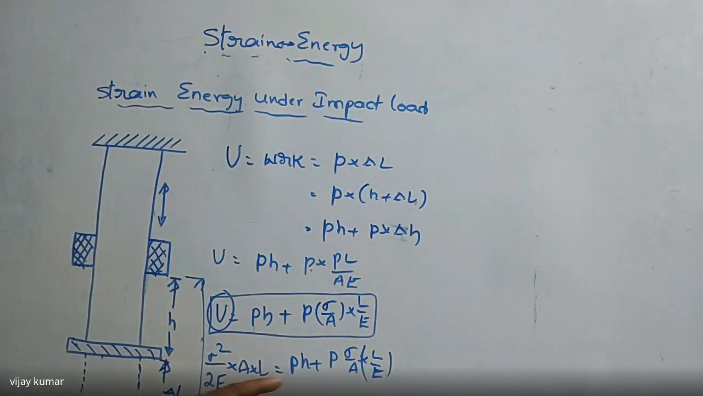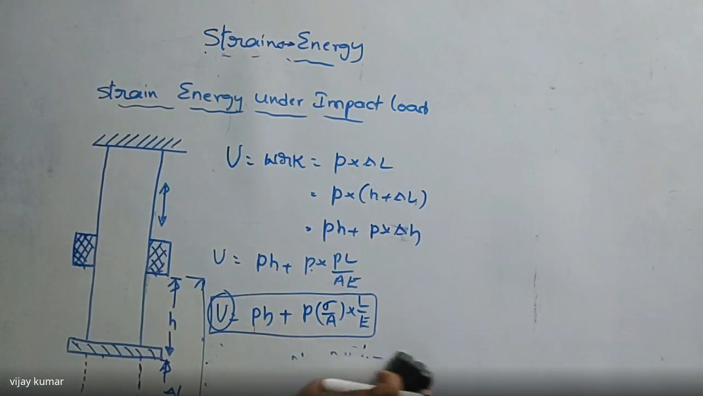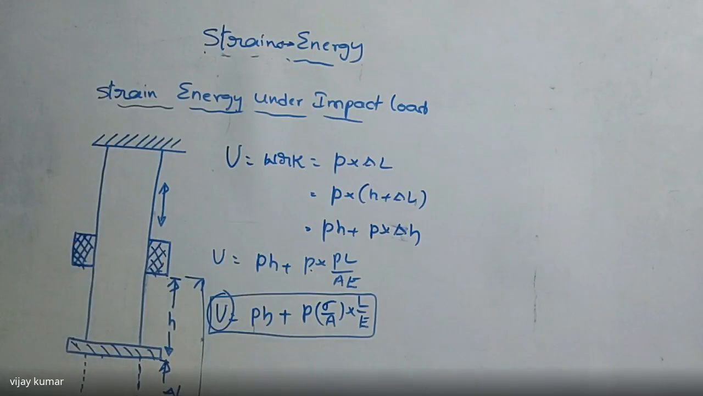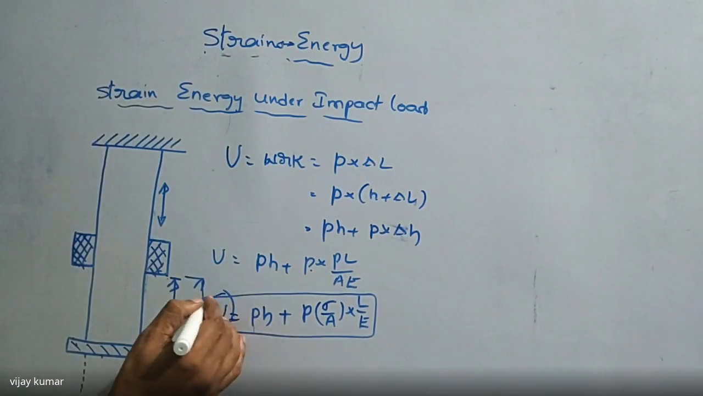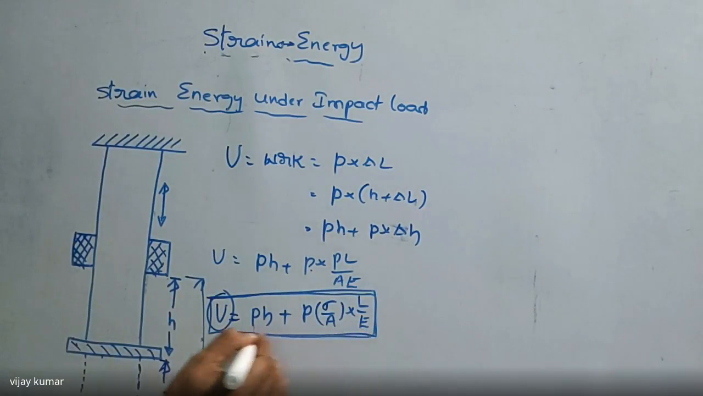I take the sigma square terms to one side and the sigma terms to the other side. Then we can take the factors of sigma, and we get the factors with plus or minus. Then we can get the maximum stress developed in the bar. I will give you the clear explanation of this strain energy tomorrow. Up to this point, you have to remember what strain energy under impact load is: PH plus P into sigma by A into L by E.